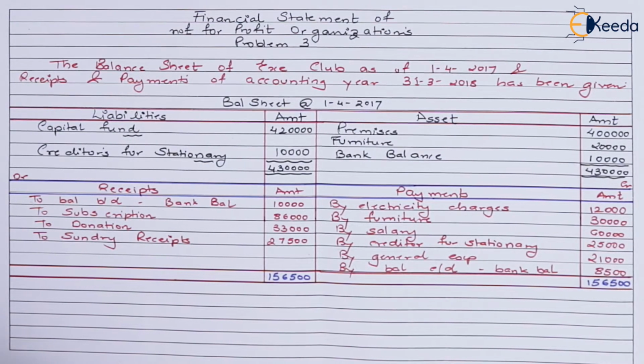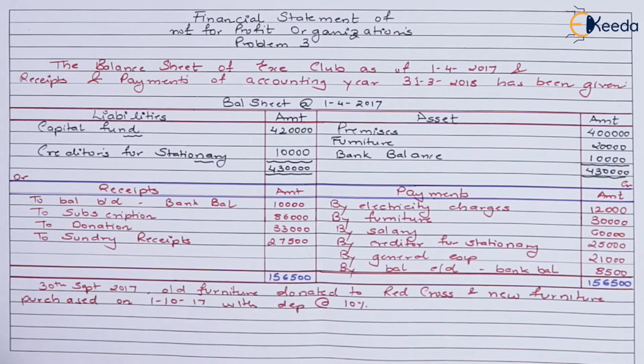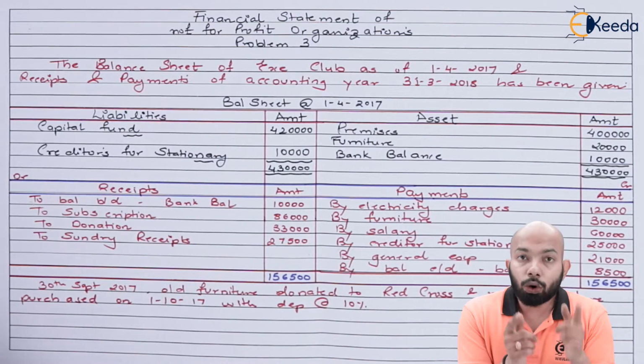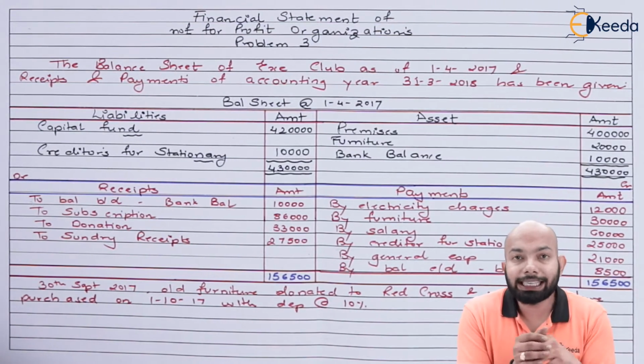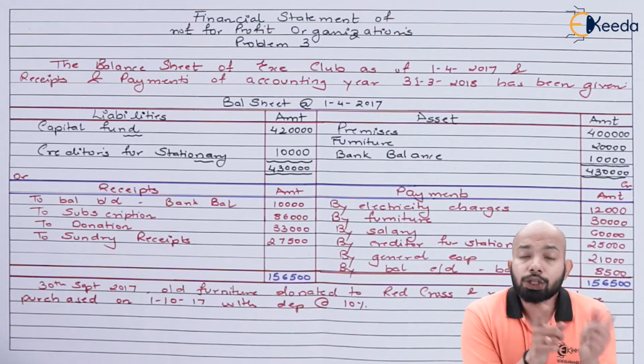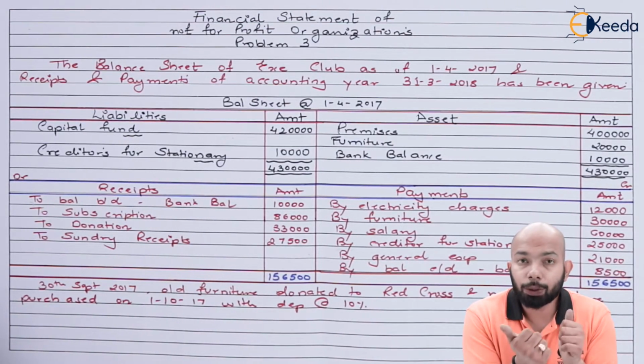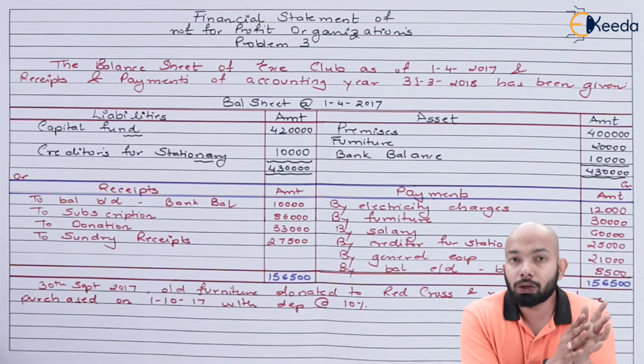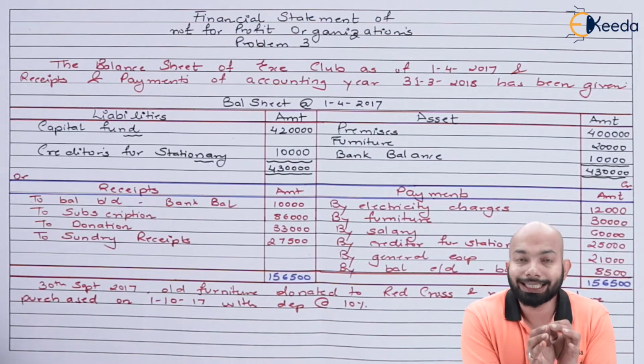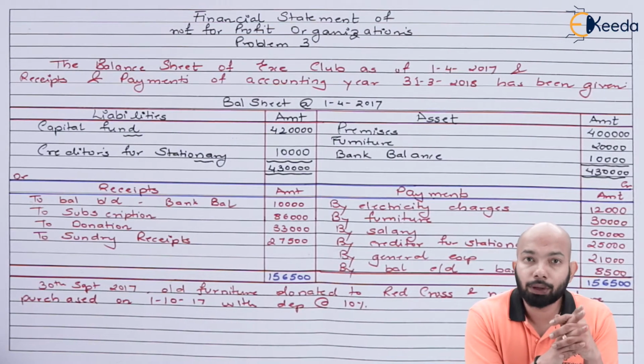Now we'll go ahead with the adjustments part. The first adjustment mentioned is that on 30th of September 2017, old furniture was given away to Red Cross. So on 30th of September 2017, the old furniture was donated to Red Cross, and on 1st of October 2017, new furniture was purchased and depreciation was to be provided at the rate of 10% per annum on it.